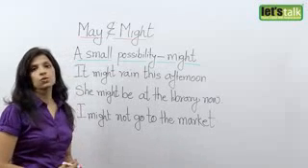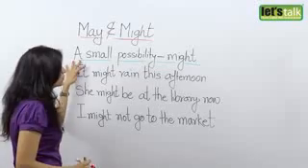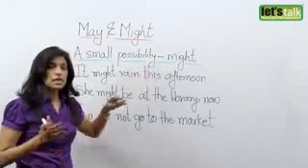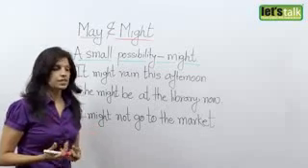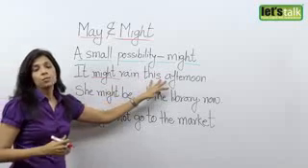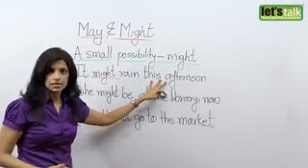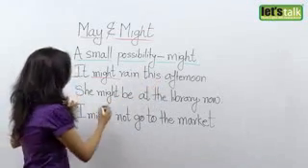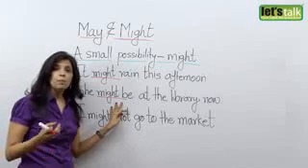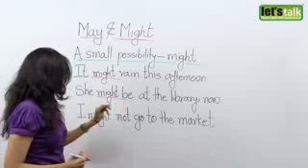Okay, so now let's take a look at how might is used. We use might when there is a small possibility or a bleak chance of something happening. It's less possible, so we use might. For example, it might rain this afternoon. But when you use might, that means the chances are very less. Okay. In my next example, she might be at the library now. Well, again, you're not sure, but there are very less chances that she might be there at the library.